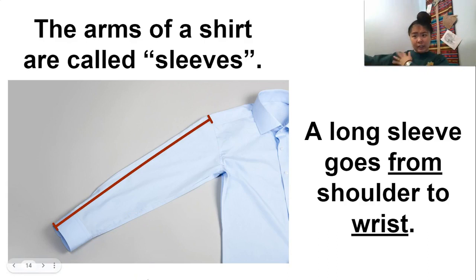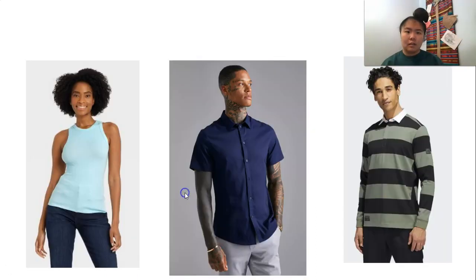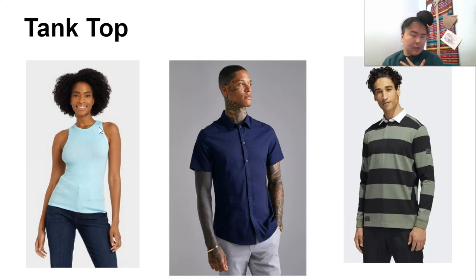A long sleeve goes all the way from your shoulder to the wrist, covers everything in between, from the shoulder to the wrist. So, long sleeves. Different types of shirts have different types of sleeves, right? This is a tank top. Tank top has no sleeves. You can see shoulders, right? Shoulder muscles. If you have been, right, working out, you want to show off your shoulder muscles, tank top.